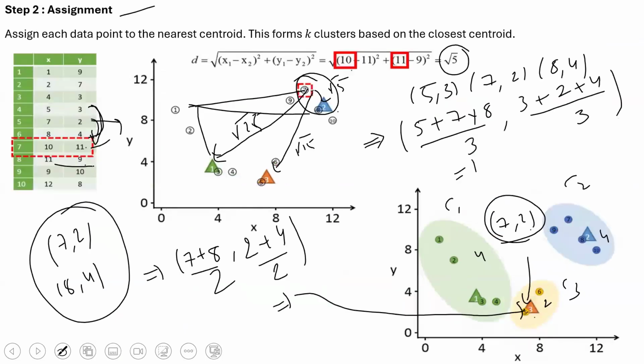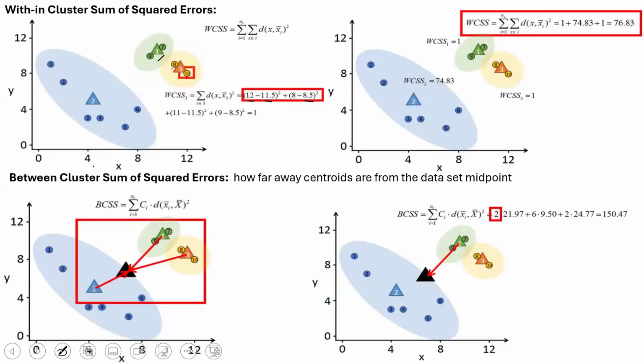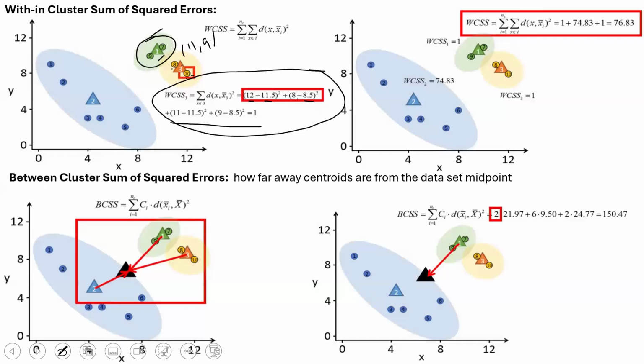Point number 8 is 11 comma 9. Calculate the distance to the centroid. And point 10 is 12 comma 8. Calculate the distance from point 10 to the centroid. And this comes down to the within cluster sum of squared errors. Similarly, you calculate the within cluster sum of squared errors for every cluster, for cluster 1, cluster 2, cluster 3. So the total within cluster sum of squared errors comes down to 76.83.